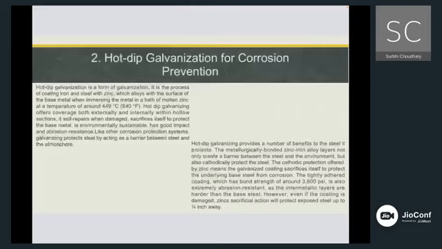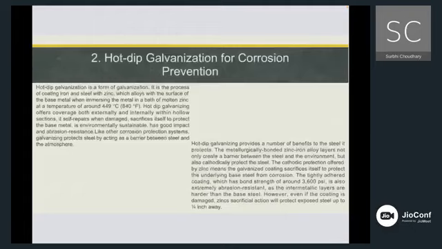The second one is hot dip galvanization for corrosion prevention. This process, which we generally also call HDG, is a corrosion prevention method. It is a process of coating iron and steel with zinc. Here, iron or steel alloy is immersed in molten zinc in order to make a zinc alloy covering to protect the iron from corrosion.